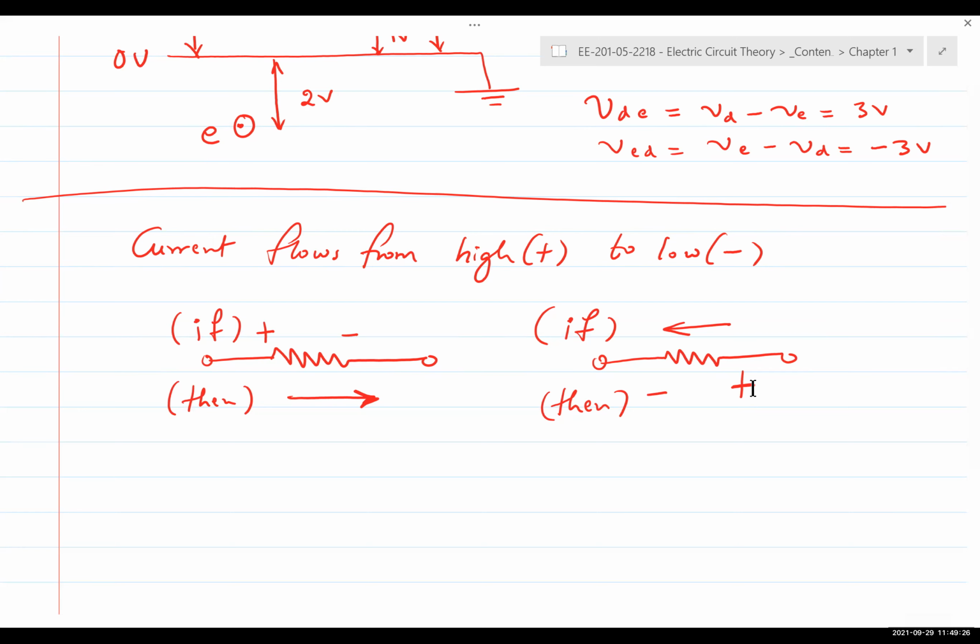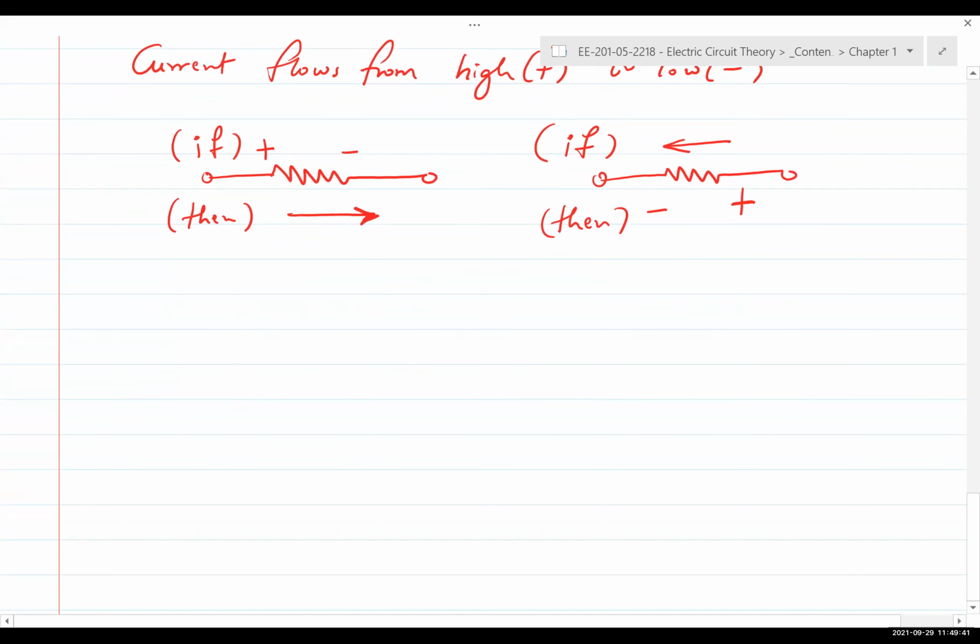For a source, however, it's the exact opposite. Again, remember, you have to balance it out. Source is supplying the energy, so the current's flowing in the opposite direction for a source. Well, opposite in the sense that it's going from minus to plus. And so if you have a voltage source, then the current is going from minus to plus.